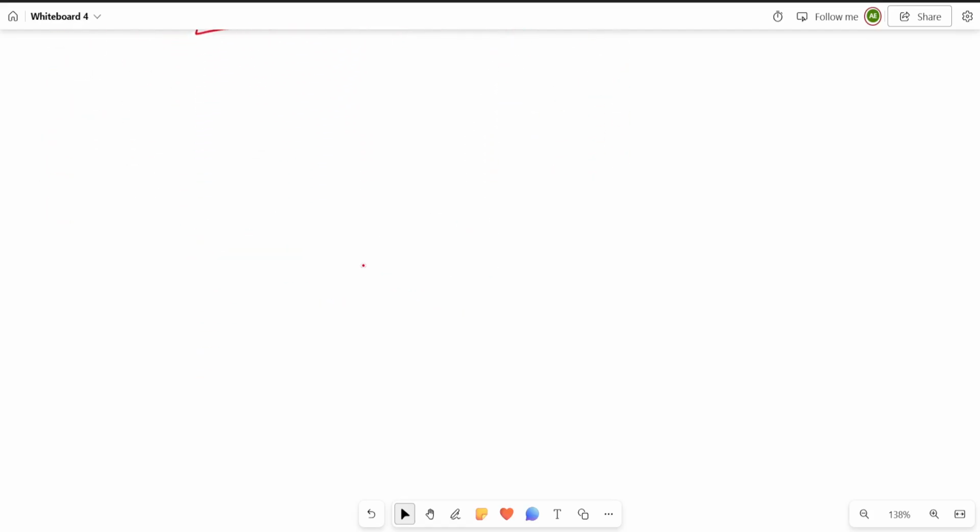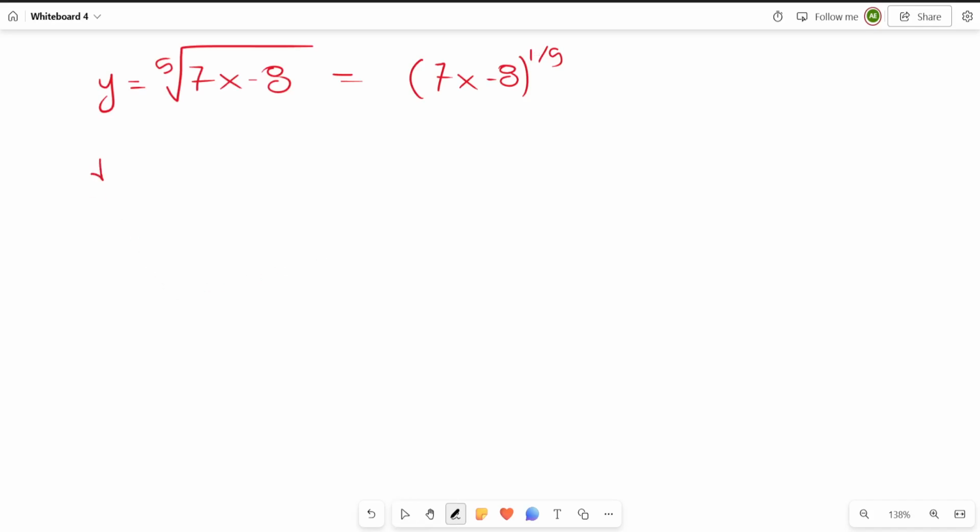And last question for today, we can take y equals the fifth root of 7x minus 8. And I can rewrite this as 7x minus 8 to the power of 1 over 5. Let's use our chain rule to get the differentiation, dy by dx, which is going to equal 1 over 5 times the coefficient, which is 1, so basically 1 over 5. And then I would write my exact same function inside. And then I will reduce the power by 1.